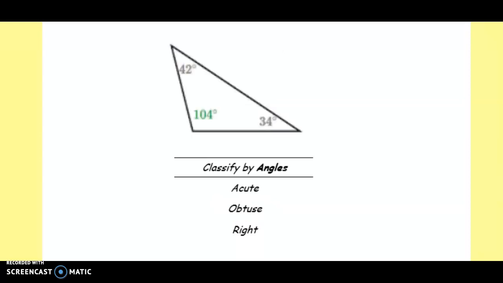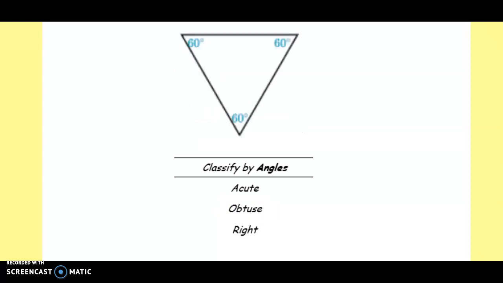Okay, looking at this one, take a look. 42, 104, 34. Hopefully you said obtuse. This 104 here is greater than 90, so that is the angle measurement that's going to classify it. 60, 60, and 60. Hopefully you said acute. They are all smaller than 90.